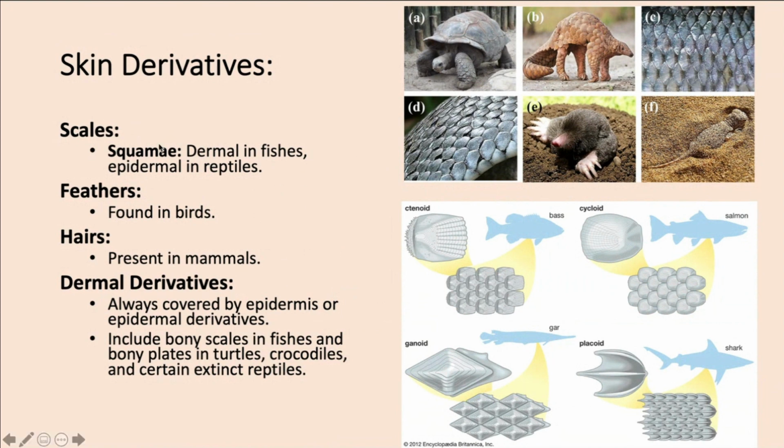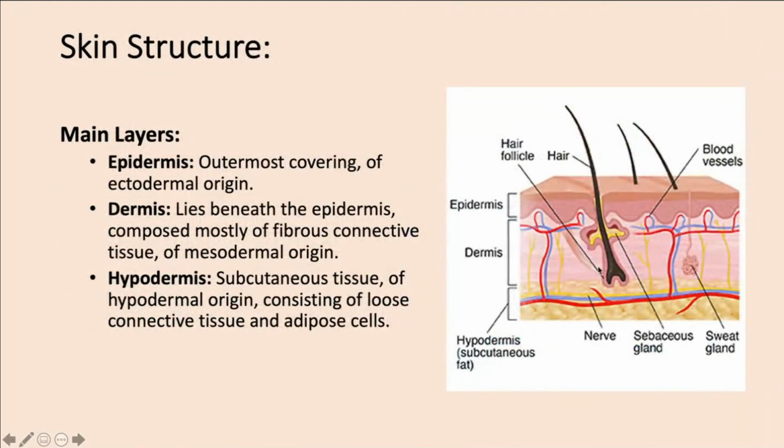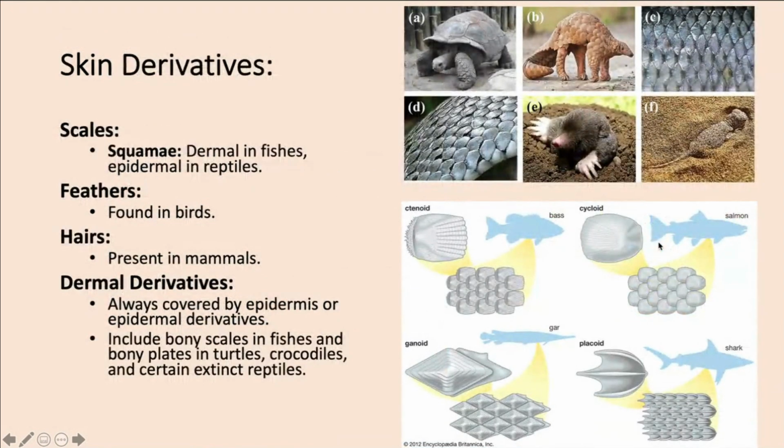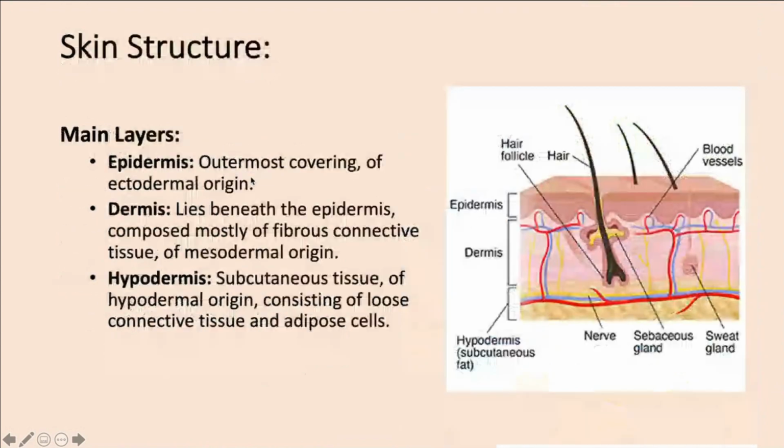So we've got scales, which are called squamae. They are dermal in fishes, meaning that the scales are found in the dermal area of the fishes. That was the second layer. So the scales of fishes are found in the dermal layer right here. And then the reptiles, their scales are on the surface in the epidermal area.